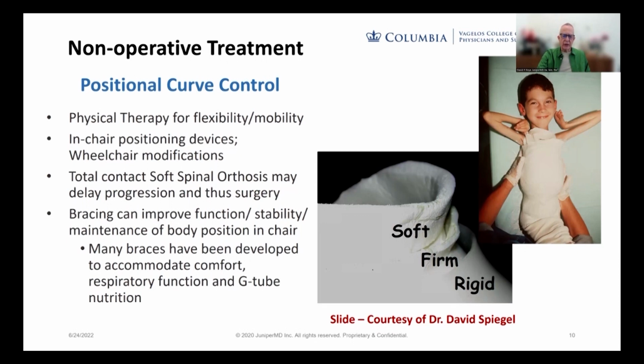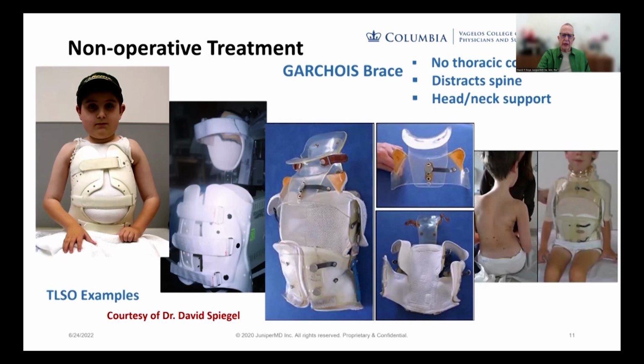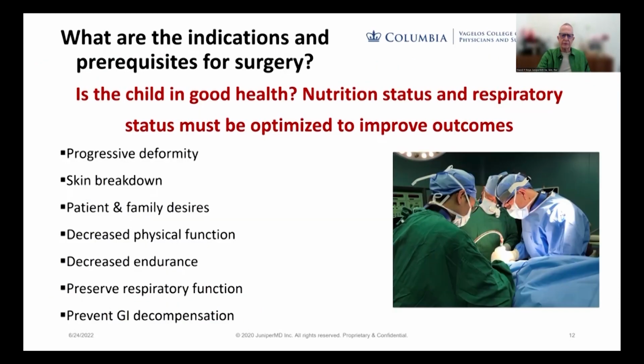Many braces have been developed to accommodate comfort and respiratory function and GI nutrition. Non-operative treatment includes the TLSO, and here are some examples of those devices, including the Garchois brace, which operates by distracting between the cervical spine and the pelvis.